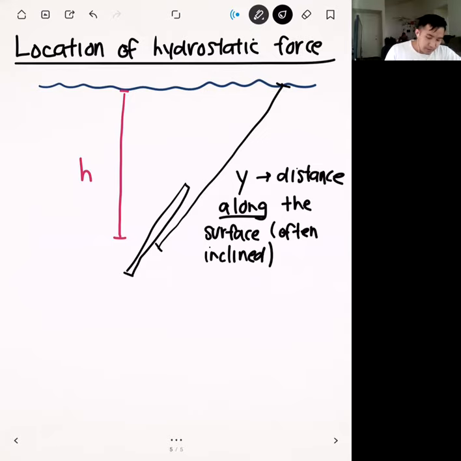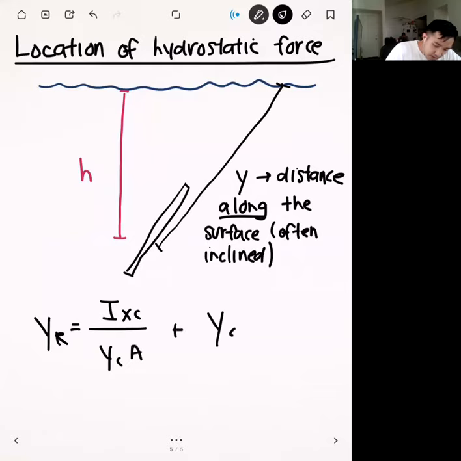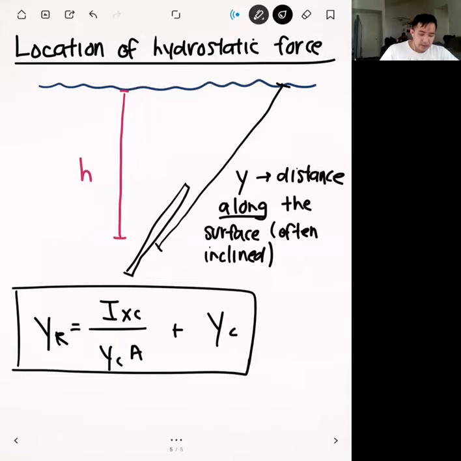Now that we've defined Y and H, let's write the formula for the location of the static force. Our location is YR, and this is equal to IXC over YC times A, plus YC. Let's define all the variables here. First we have YC. YC is the Y coordinate of the centroid.